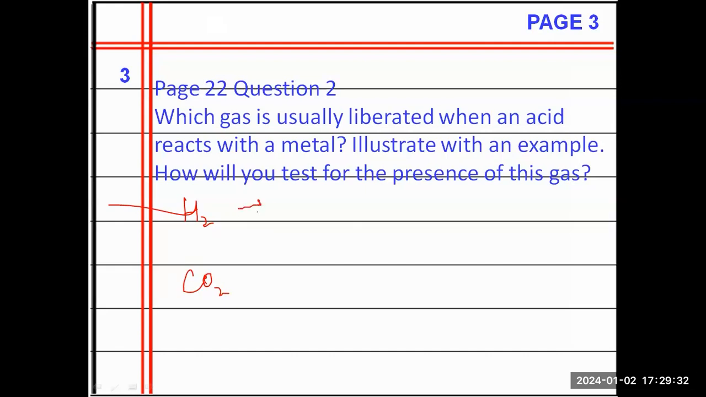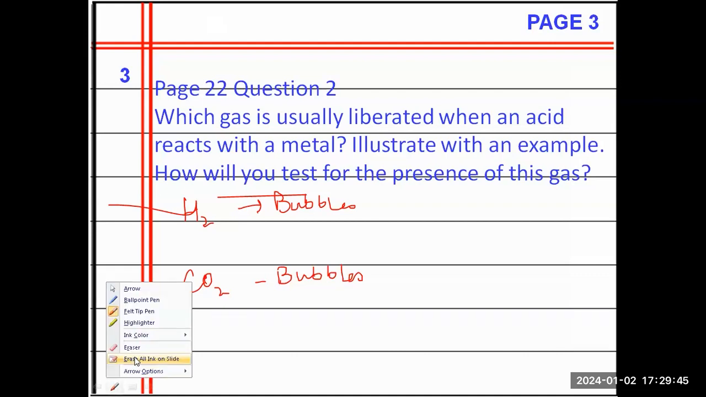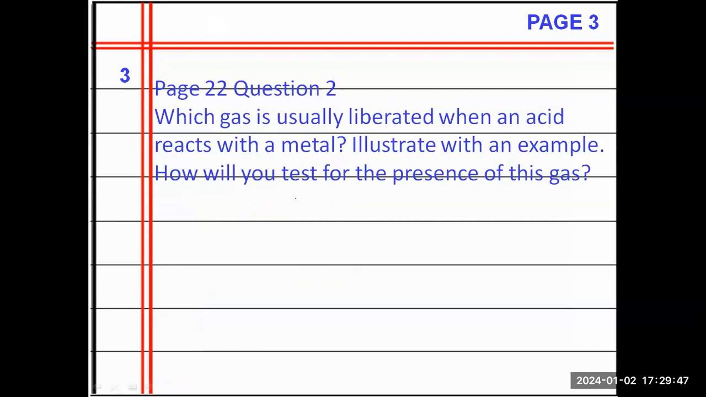So we will simply see the bubbles in both the cases, whether it is CO2 or hydrogen. Both are colorless gases, so we won't be able to make out which gas is produced. So there are certain chemical tests which help you understand that. The most common test for hydrogen gas is the pop sound test.